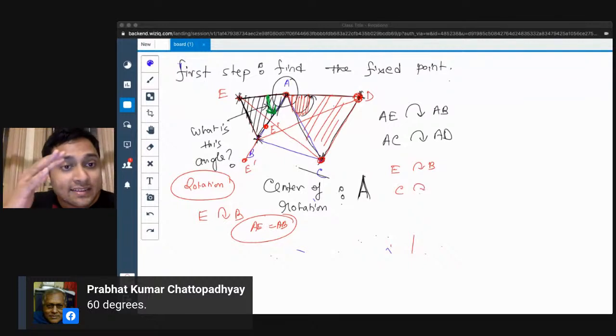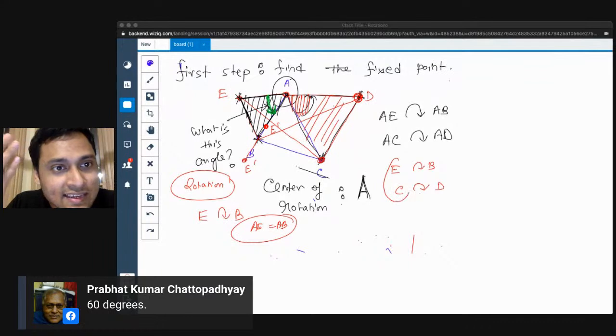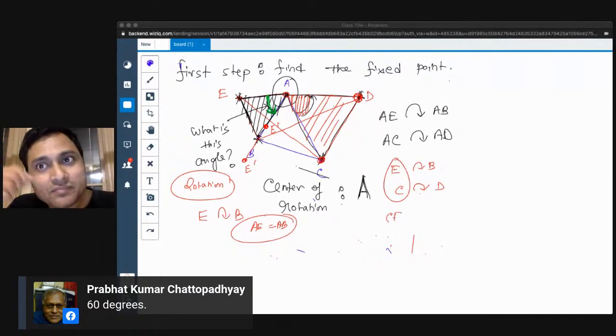Now if you rotate something, its size does not change. So CE must be equal to BD. That's it. We are done.